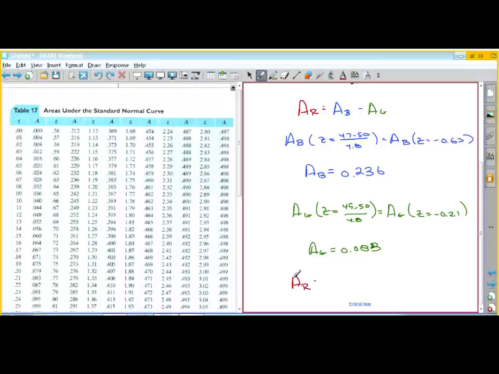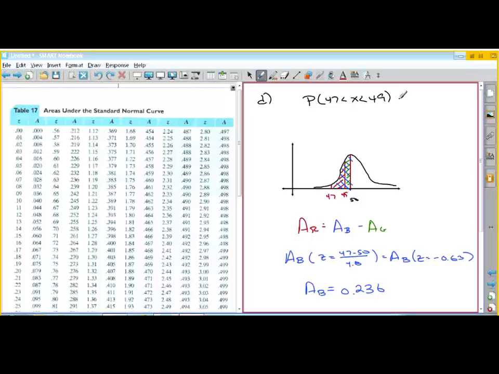So my red area, which is what I'm trying to find, is the blue area minus the green area: 0.236 minus 0.083, and I get 0.153. So the probability of getting a number between 47 and 49 is 0.153, or 15% probability of doing that.